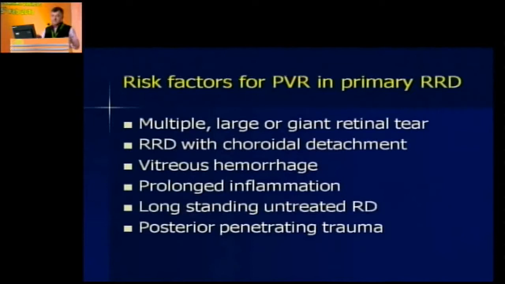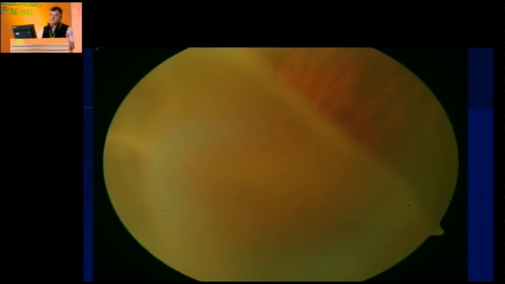Many a time, our own residents, senior residents, even fellow colleagues sometimes say, why do you have to be more aggressive, even use oil in most of the cases with choroidal detachment? Because that is where the problem is. They proliferate. So that is where the issue is. Or you have a vitreous hemorrhage. Again, it's a stimulus. You have an inflammatory eye. Already, Raman has talked about that. And long untreated retinal detachment or following posterior penetrating trauma. These are all risk factors. So if you have a giant tear like this, you have to be very careful. You may end up with PVR.